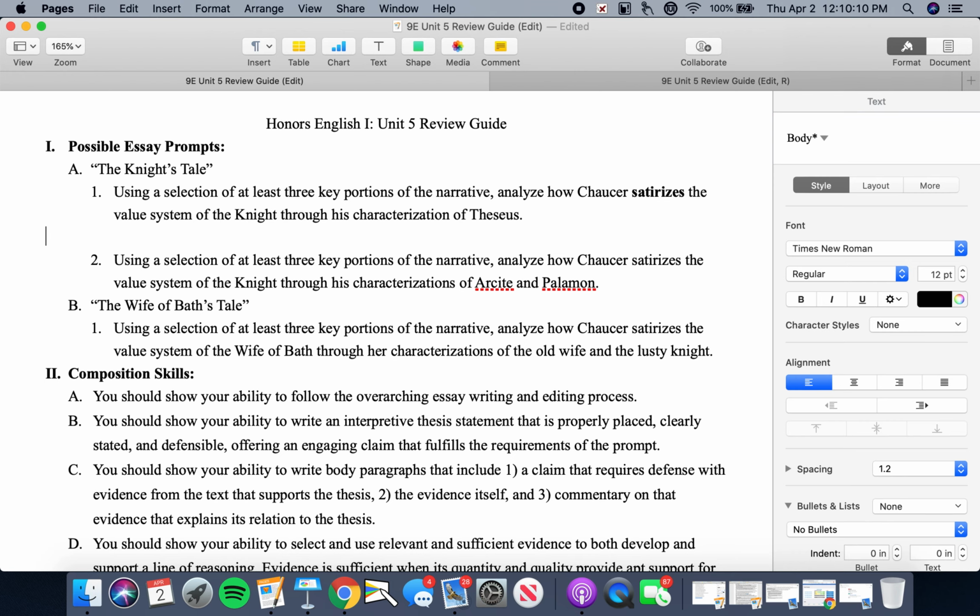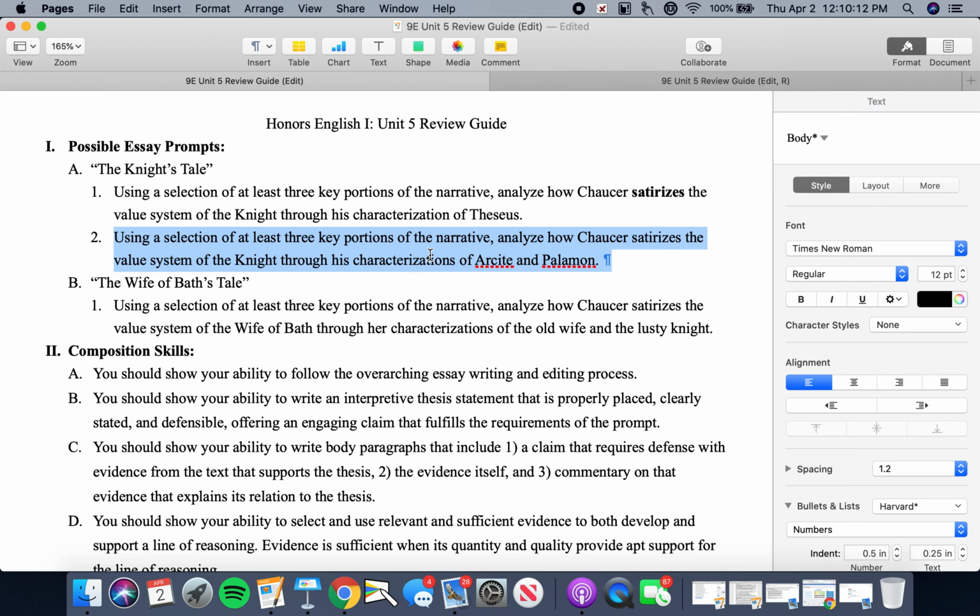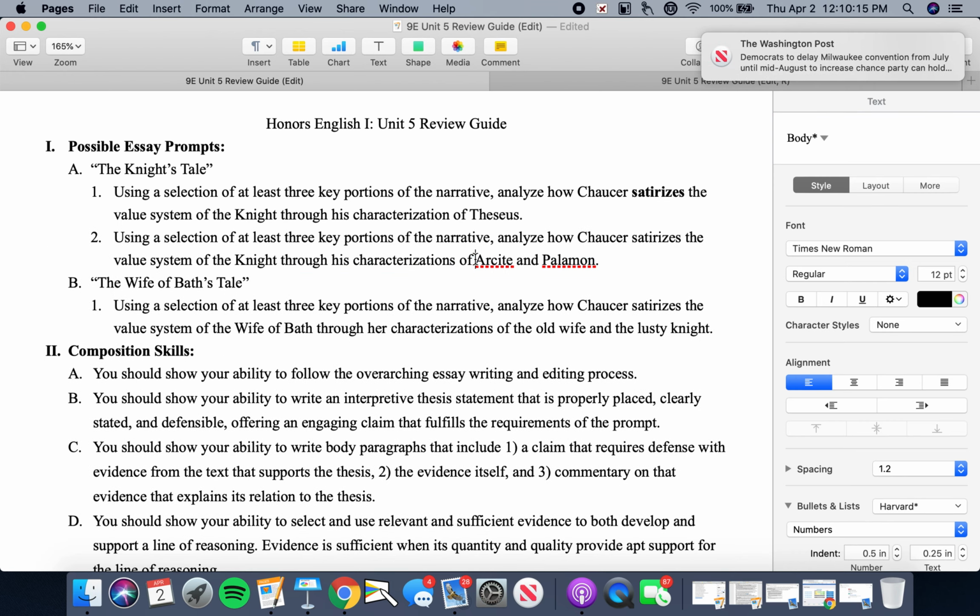Very similarly, all right, the second prompt asks you a similar kind of question, except for instead of Theseus, it focuses on Arcite and Palamon. Okay, so again, a very similar kind of question there, but asking you to focus on 2 other important characters and to think about how these important characters also illustrate something that Chaucer is satirizing about the knight's value system.